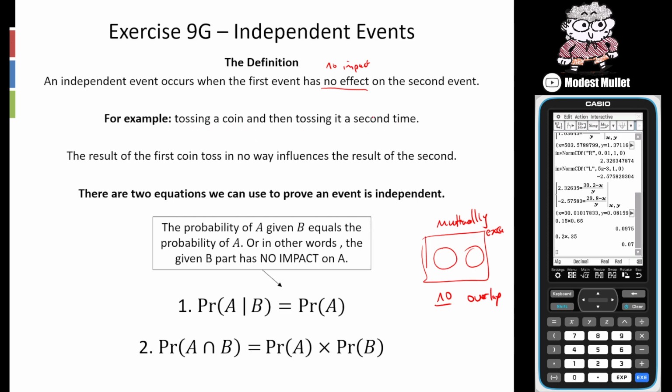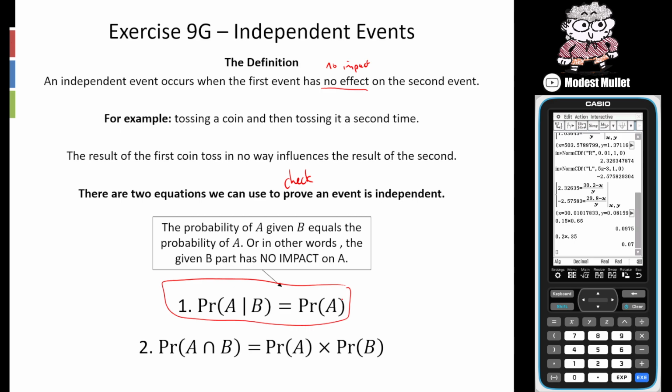There are 2 equations that we can use to prove an event is independent, or check. A lot of the questions we're going to have are not so much proving, but just checking if an event is independent. And then once it is independent, you could use the other equation. The first one, which is generally the one you're going to use to check, is you're going to find the probability of A given B, and then check if it is equal to the probability of A. So let's read through this equation and see why this would make sense if they're independent.